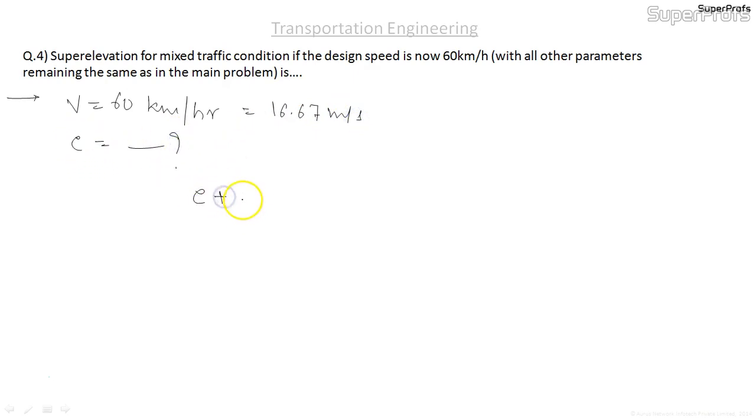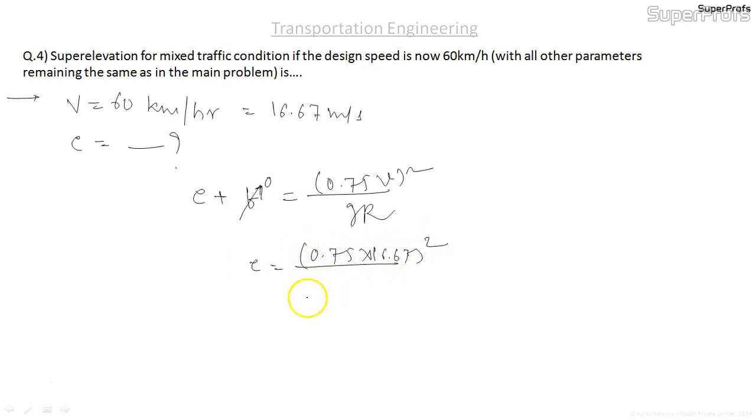So E plus F, where F is 0, equals 0.75 V square upon GR. So E equals 0.75 into 16.67 square upon 9.81 into 500, which equals 3.2%. That is, here we are providing equilibrium superelevation, since F value is 0.